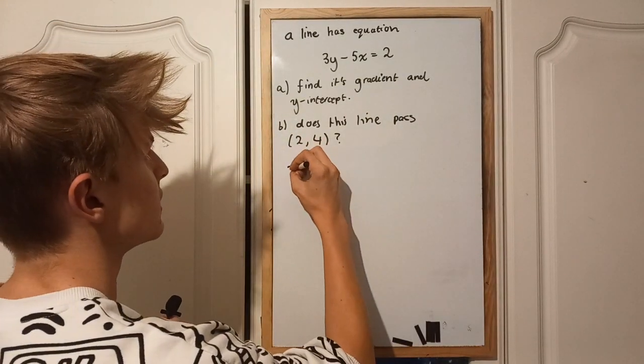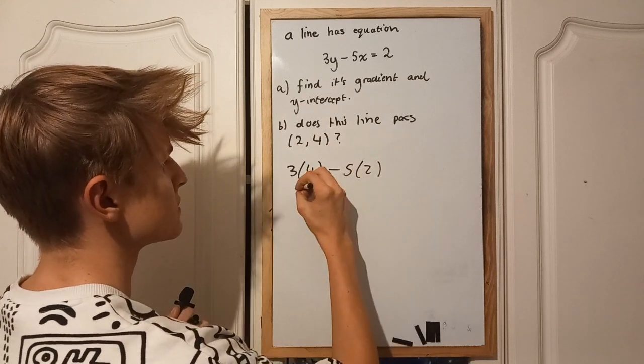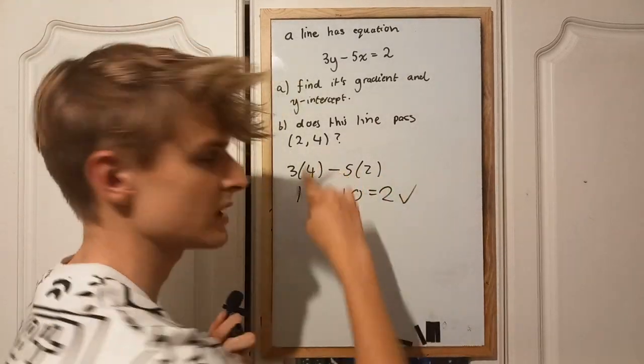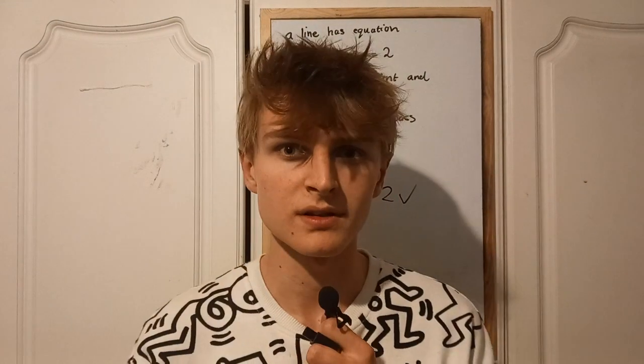Anyway, so let's check. 3 times 4 minus 5 times 2. That's 12 minus 10, which equals 2. So yes, in fact, the point 2, 4 does in fact lie on the line. That was an easy one. Let's do something slightly harder.